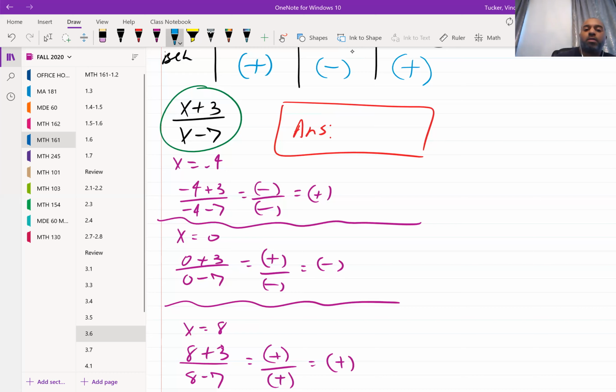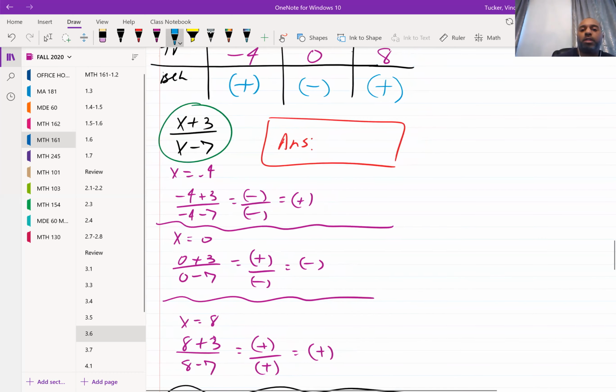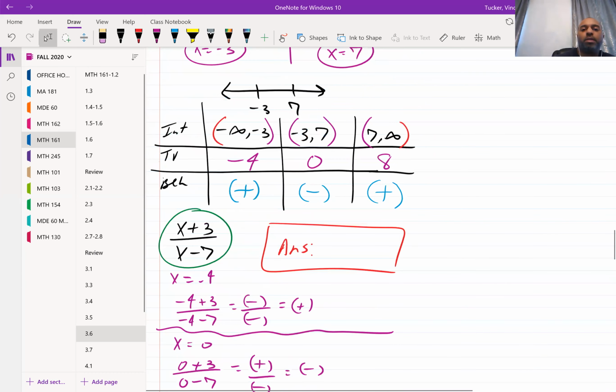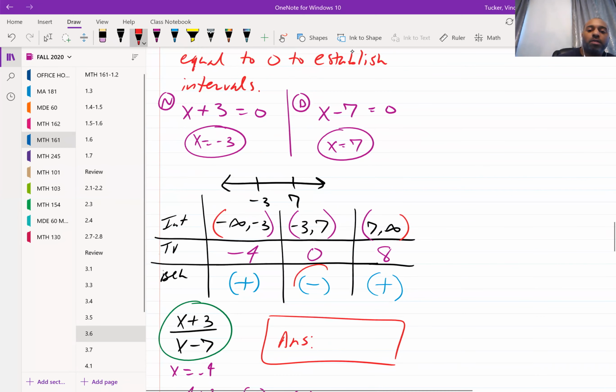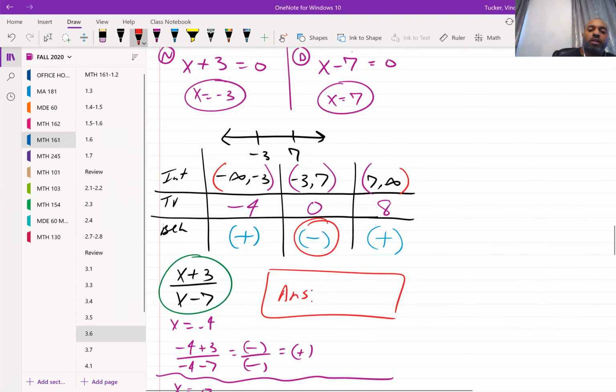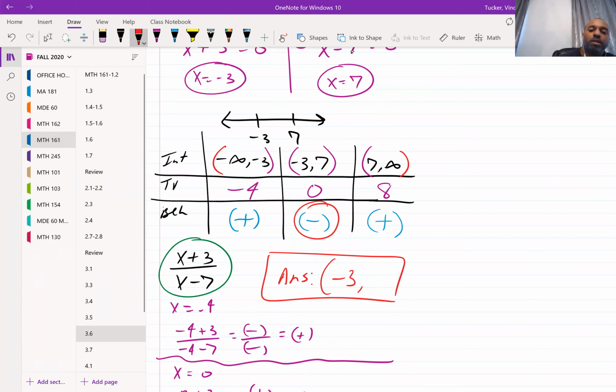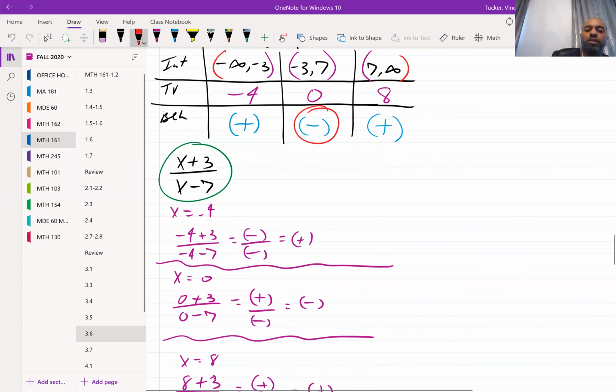All right, so now our answer is dependent upon what our original symbol was. We're looking at less than, so we want to know when this expression is negative, and that's right here. So our answer is -3 to 7. I think I'm gonna put this answer down here somewhere.